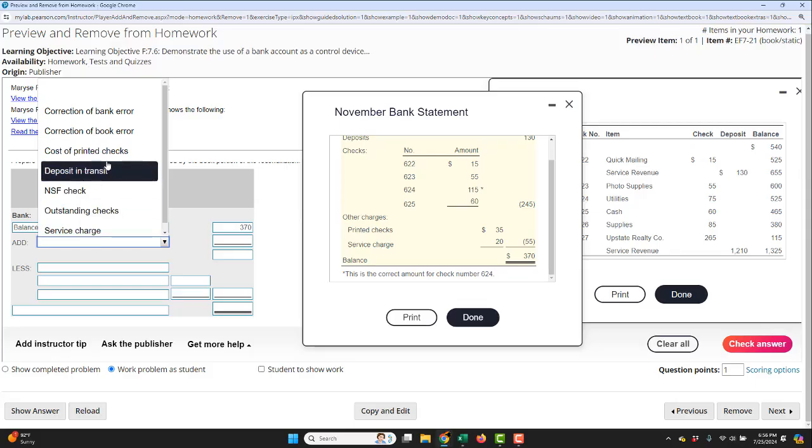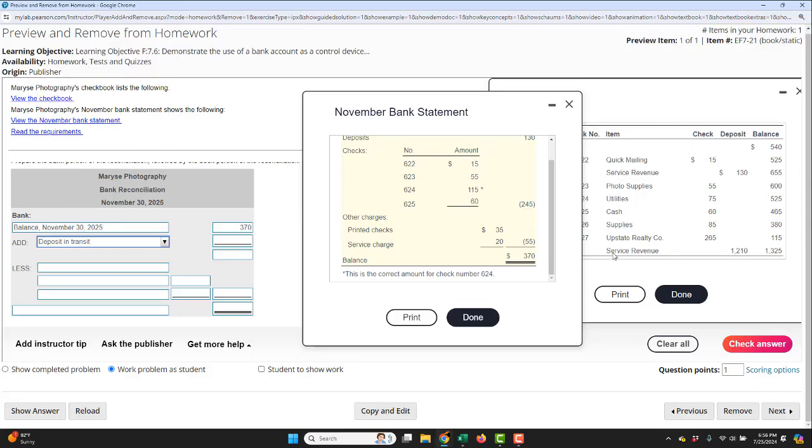So this is going to be a deposit in transit. Basically, we prepared this deposit. It's entered in our checkbook, but it has not yet hit the bank account. So we're going to reconcile that. We're going to pretend as if it is now in the bank. Okay, so that's what this reconciliation is trying to do.